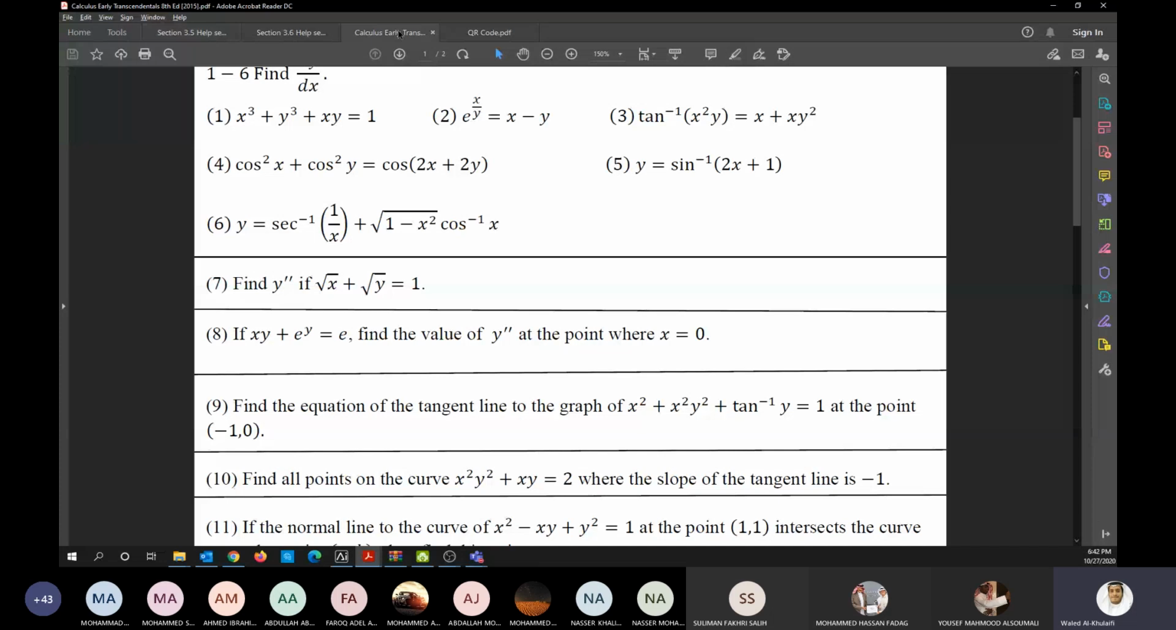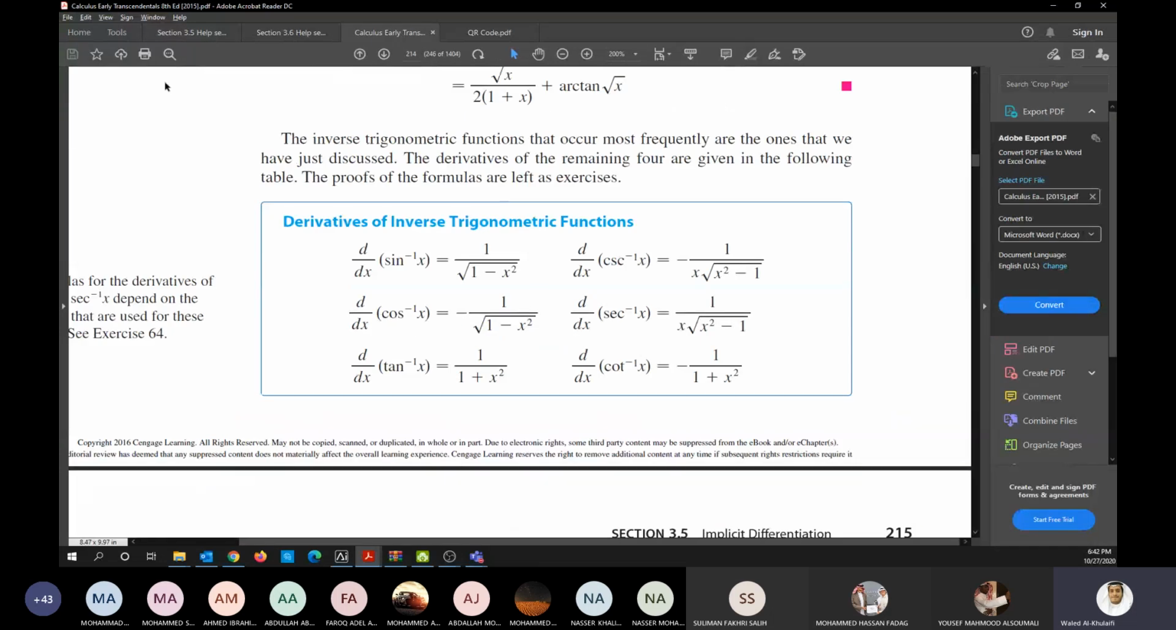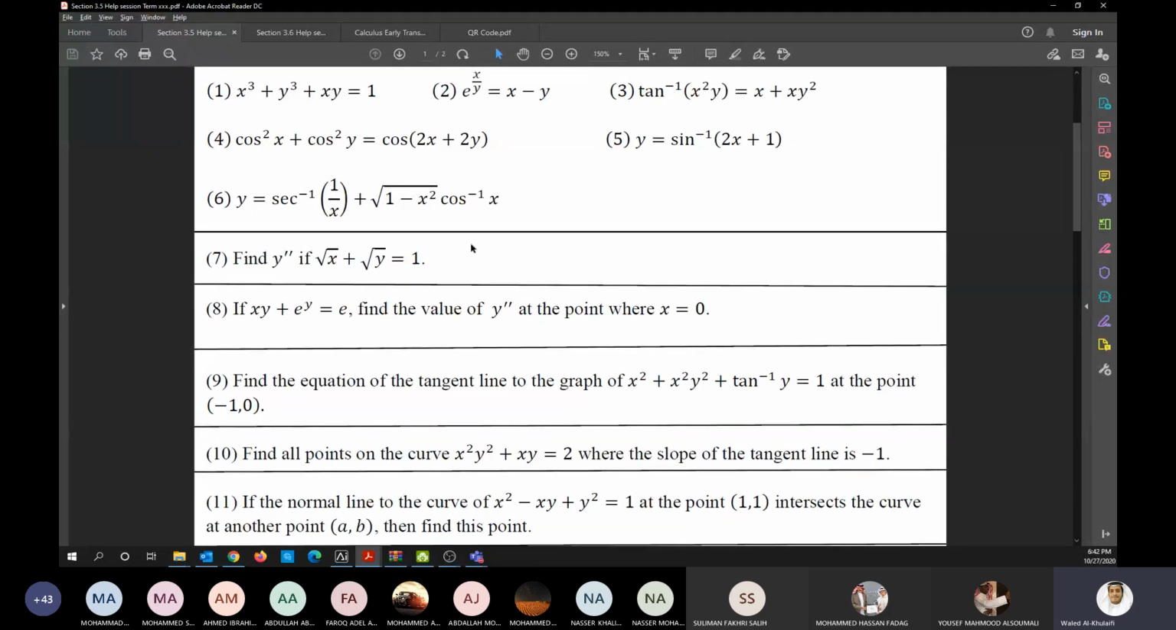Just apply it, substitute, use the chain rule, you will get the result. Cosine inverse of x, you have it here, minus this guy, which I leave it to you. You can do it this way. Okay, guys?